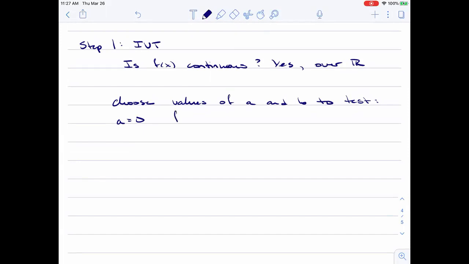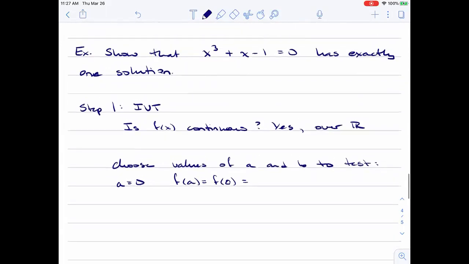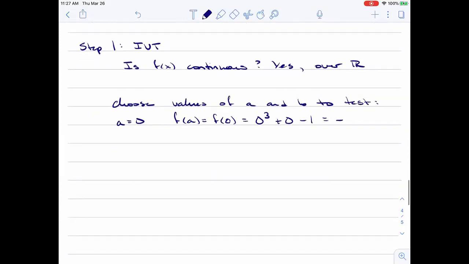Then we get f of A is f of 0, and we've got 0 to the power of 3 plus 0 minus 1, putting me at -1, which is less than 0. And how about if we use b of 1? So the interval 0, 1 is what I'm zooming in on here. And so I've got f of b is f of 1, 1 to the 3 plus 1 minus 1, which is 1 plus 1 minus 1, positive 1, which is greater than 0.